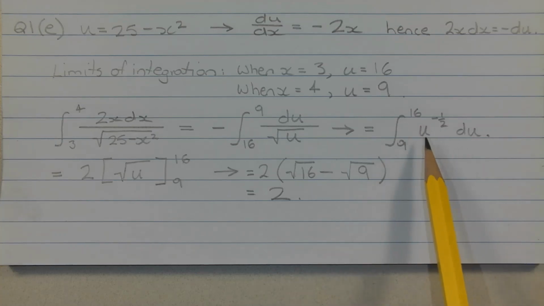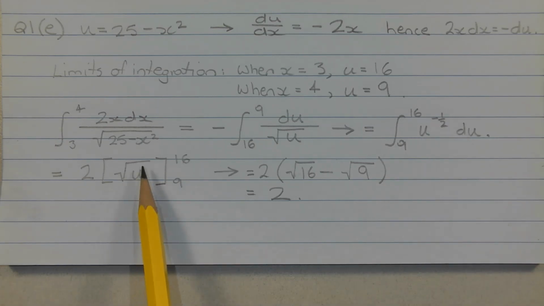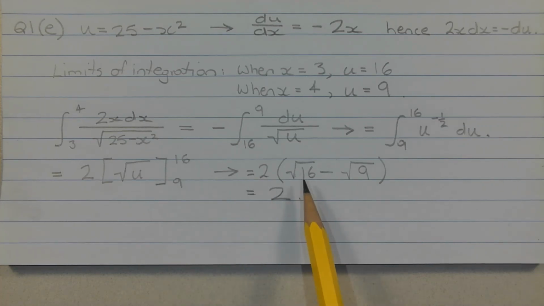Now we can integrate u to the power of negative 1 over 2. And we get the square root of u times 2, or u to the power of half, divided by half, which is where this 2 comes from, from u equals 9 to u equals 16. Applying the limits of integration, we get 2 multiplied by the square root of 16 minus the square root of 9 in brackets, and root 16 is 4, root 9 is 3, 4 minus 3 is 1, 2 times 1 is equal to 2.